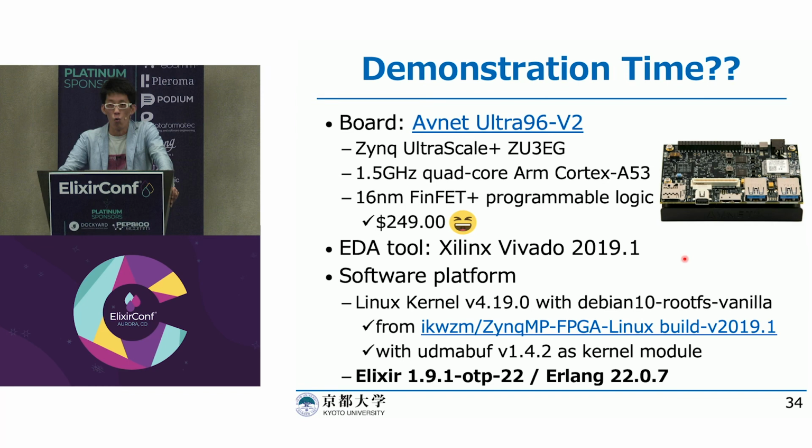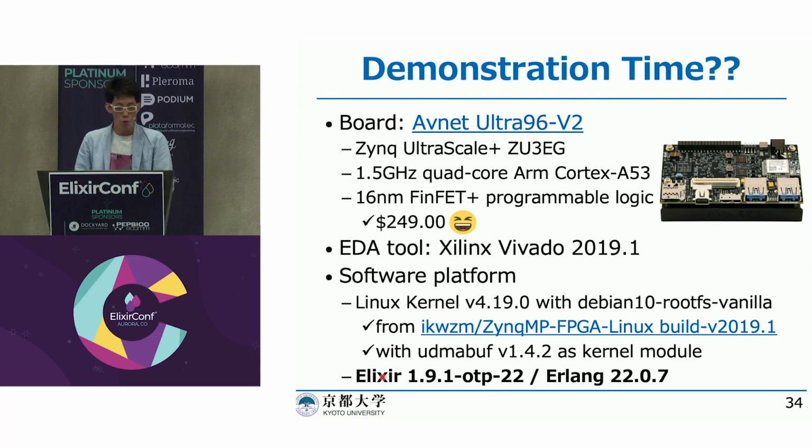So, demonstration time. I used the Avnet Ultra96-V2 board. It has a Zynq UltraScale Plus LSI. In this LSI, there are 1.5 gigahertz quad-core ARM Cortex-A53 processors and 16 nanometer programmable logic. The reason why I chose it is the cost. Cost is important for embedded developers. So we employ the EDA tool Xilinx Vivado 2019.1. For the software platform, we used Linux kernel version 4.19 with a Debian 10 root file system.